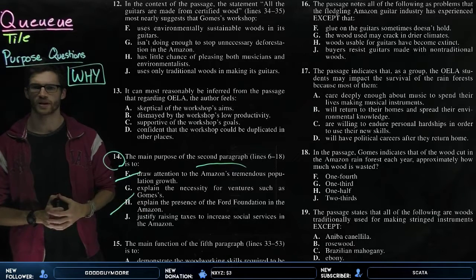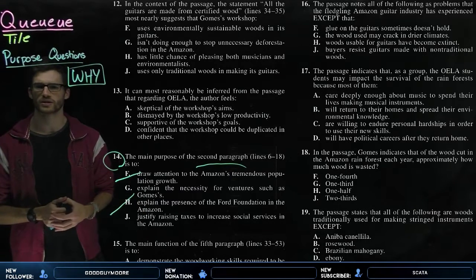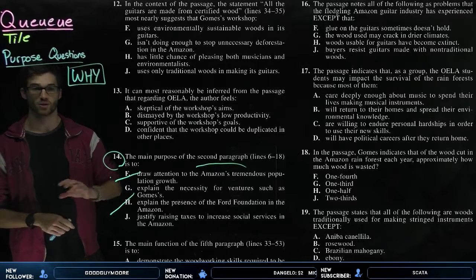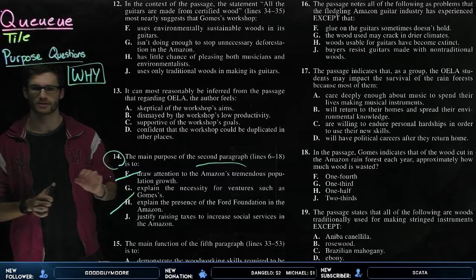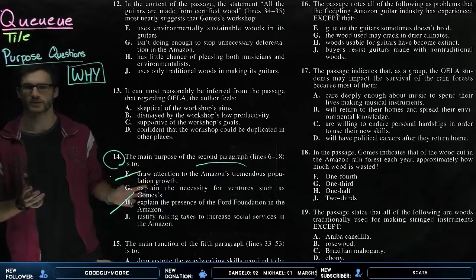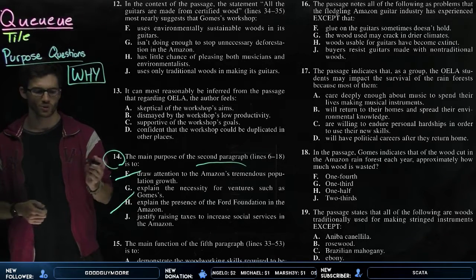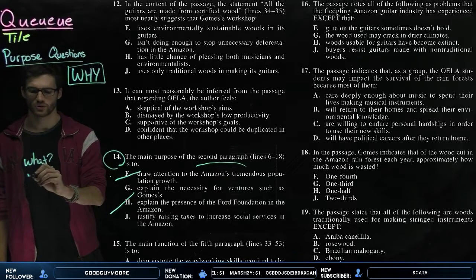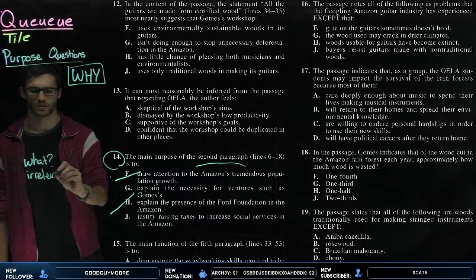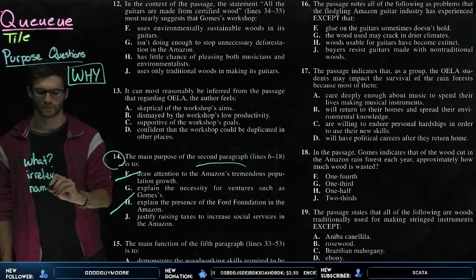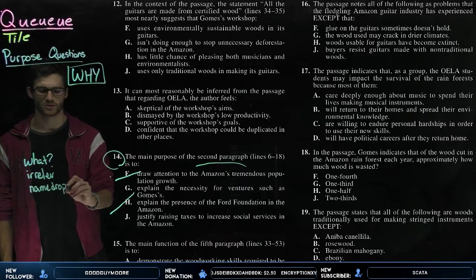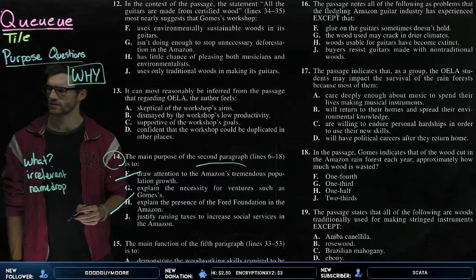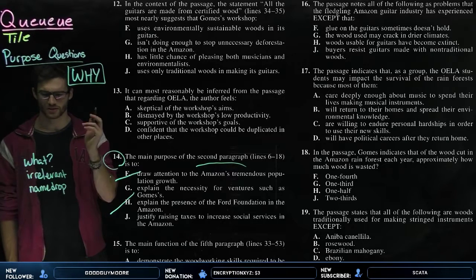It's jumping too far. And then J, justify raising taxes to increase social services in the Amazon. No, they don't talk about taxes. So J is just horribly off base. It's just entirely irrelevant. So we dealt with answering what, which you don't want to do. You obviously don't want to be irrelevant. You don't want to name drop, or you don't want to be seduced by the name dropping. Irrelevant or irrelevant? There's an A in there somewhere. There's an A? Okay, so we're good.